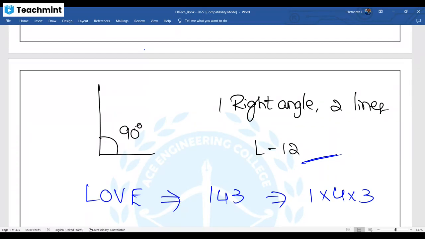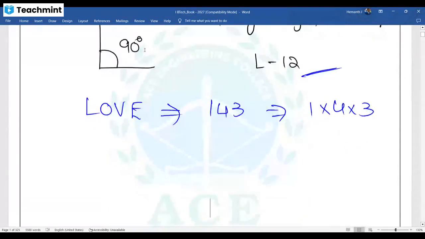Somehow you need to remember the value of each letter. We are giving you different ways of remembering the things. L value 12. So max to max, we covered the things. Okay, few more: S and P.